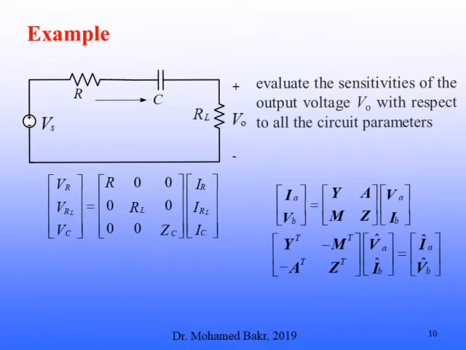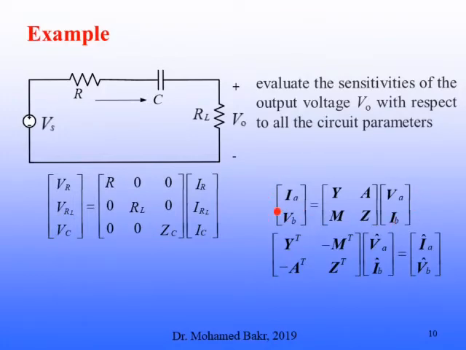We start by writing the governing equations of these branches. I have one branch here, second branch, third branch. Okay, we have three branches. I can relate the voltage across each branch to the current across each branch through this expression. So VR is equal to IR multiplying R. The voltage across the load resistor is the current through the load resistor multiplying RL. The voltage across the capacitor is equal to the current through the capacitor multiplying ZC, and ZC is 1 over j omega C.